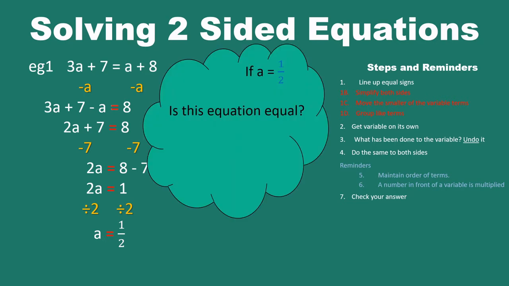If A is equal to a half, we should be able to substitute that value in for A into the original equation. I always use brackets for this, so I don't accidentally think that this is 3 and a half. This is 3 times a half. 3 in front of a letter means multiply by 3. So 3 times a half, that would be half of 3 is 1.5. And half plus 8, that would be 8 plus 0.5, 8.5. So we've got 1.5 plus 7 is equal to 8.5. Is that true? Is that equal? 8.5 equals 8.5. Yes, it is true.